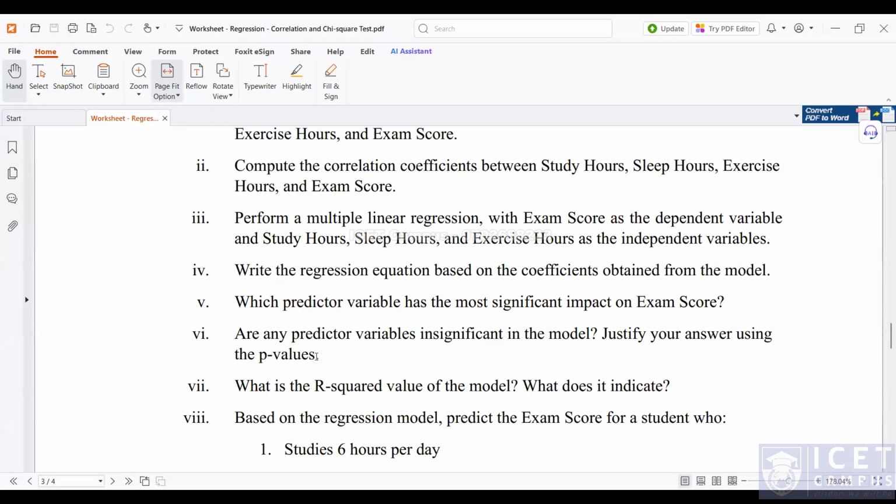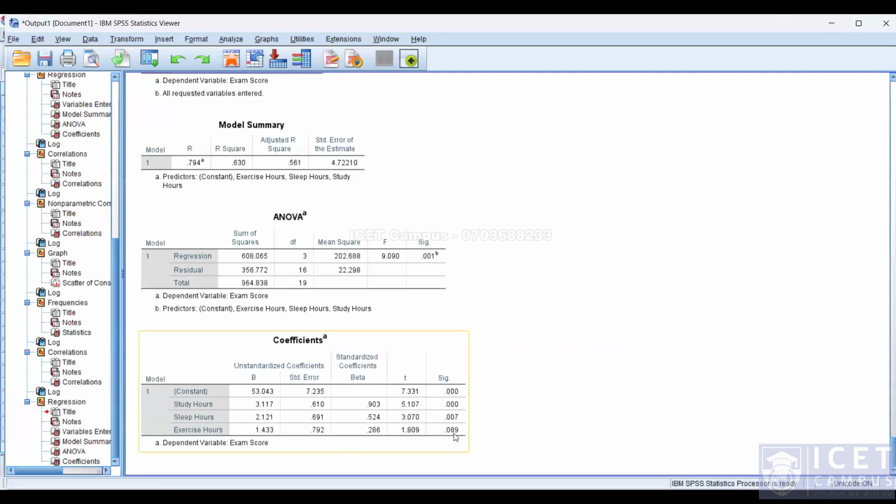Are any predictor variables insignificant in the model? Justify your answer using the p-values. Yes, we'll see. All are significant, as I think we'll see on our table here.